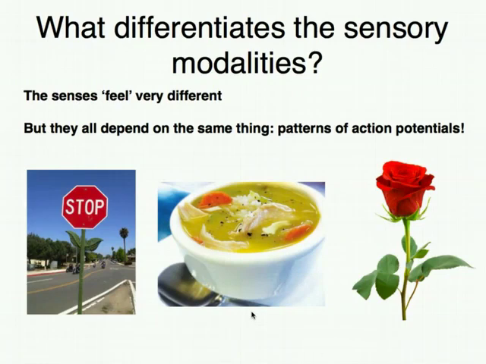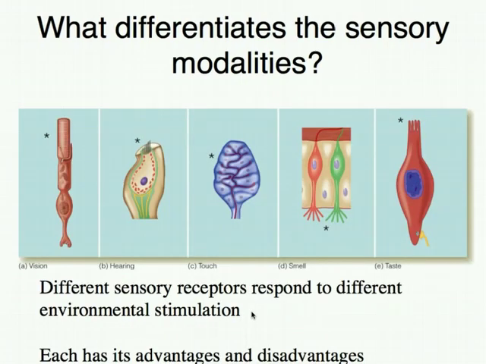The next thing we talked about was what differentiates the sensory modalities. The senses, of course, feel very different. They seem to provide very different information, but they all, on one hand, depend on the same thing, which is patterns of action potentials. We know that sensory neurons basically just produce action potentials which are the same across the different sensory modalities. So how is it that vision and audition, or vision and smell, feel so different from one another? Of course, the beginning of the answer is that the actual sensory neurons, the receptors, are different. There are different receptors and they respond to different kinds of stimulation.